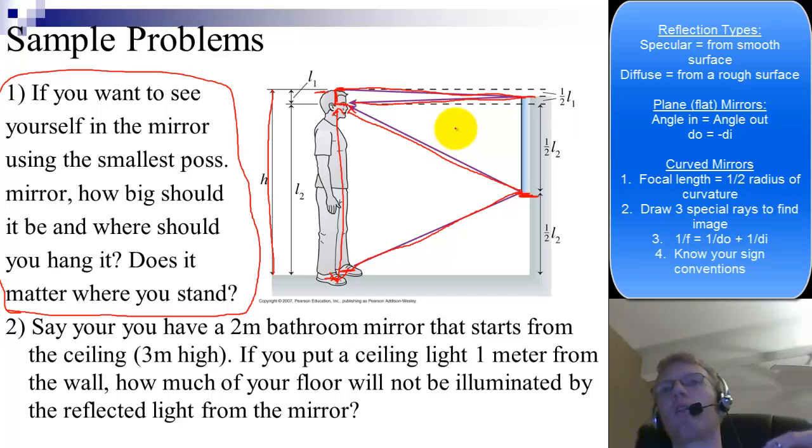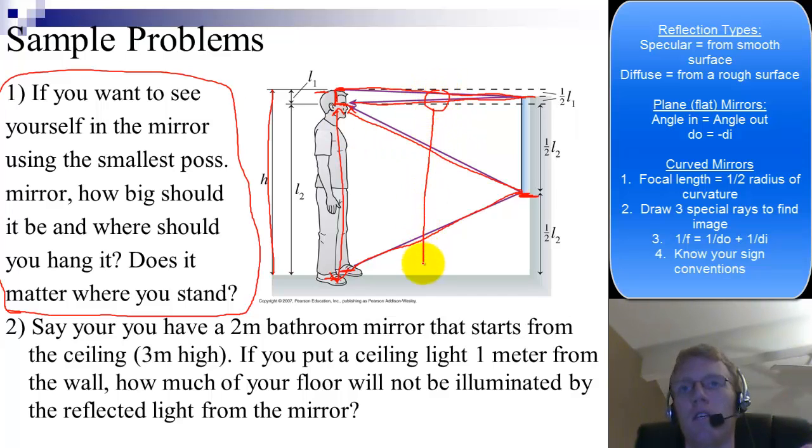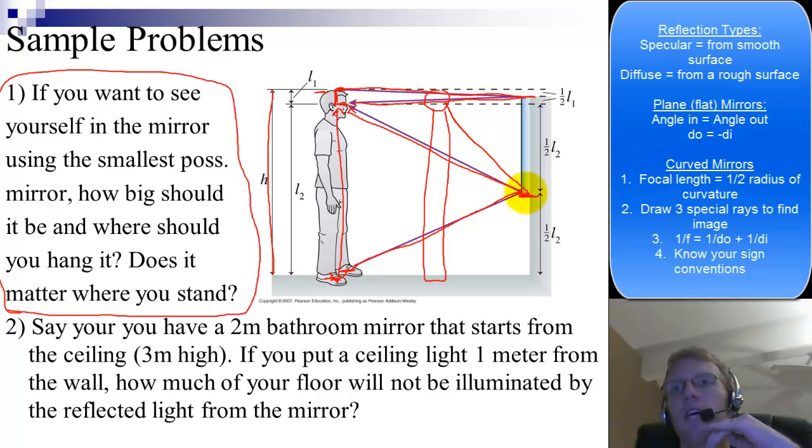Now, what if you get closer, or what if you back up? This is kind of curious. So if here's your head, and here's your body, interestingly enough, if you draw this light ray, I know this is a terrible drawing, but this angle in and this angle out are still going to be equal.